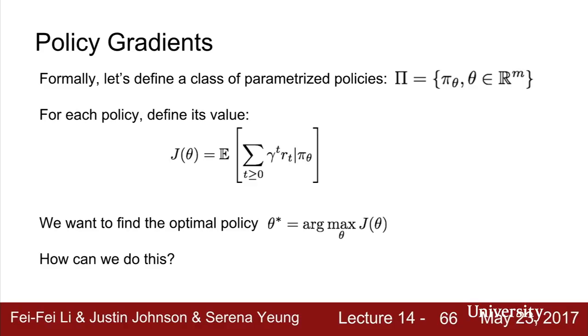Our goal under this setup is that we want to find an optimal policy, theta star, which is the argmax over theta of J of theta. So we want to find the policy parameters that give our best expected reward. So how can we do this? Any ideas?